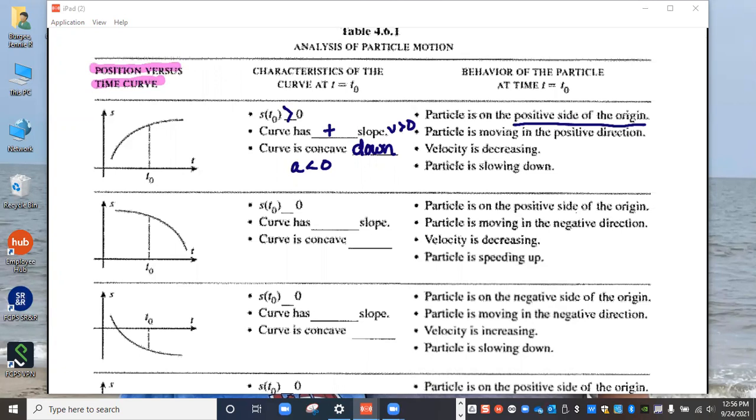Right here at the next curve, your position is still greater than 0 because you're on the positive side. You can see your curve has a negative slope, so that means your v of t is less than 0. And you can see that the curve is still concave down, so your acceleration will be less than 0. Again, when you have the position curve, you look at the concavity to help you determine what's happening with acceleration.